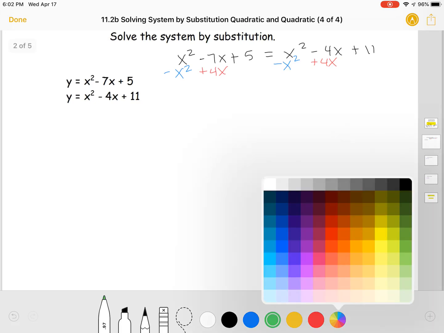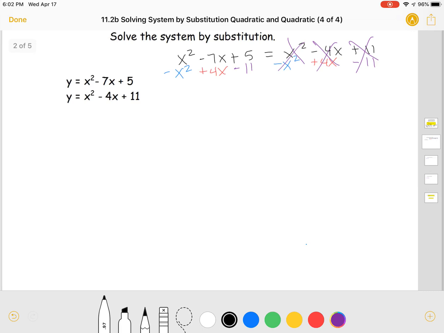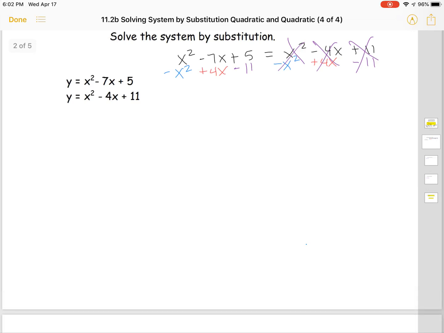our, let me get a different color here. We can look at our positive 11. Well, the inverse of adding 11 is subtracting 11. So everything on this right-hand side is going to cancel out, and we just have to combine everything on the left-hand side. Well, x squared minus x squared is just 0. Negative 7x plus 4x is negative 3x. 5 minus 11 is negative 6, and this is equal to 0.